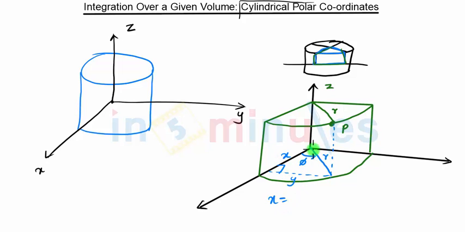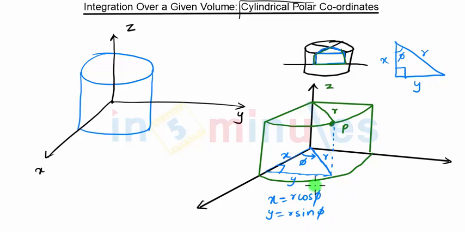If you consider this, this is nothing but a right angle triangle. Here we have 90 degrees, here we have phi, here we have X, here we have Y, and this is our R. Then X will be R cos phi and Y will be R sin phi. So this is the substitution.